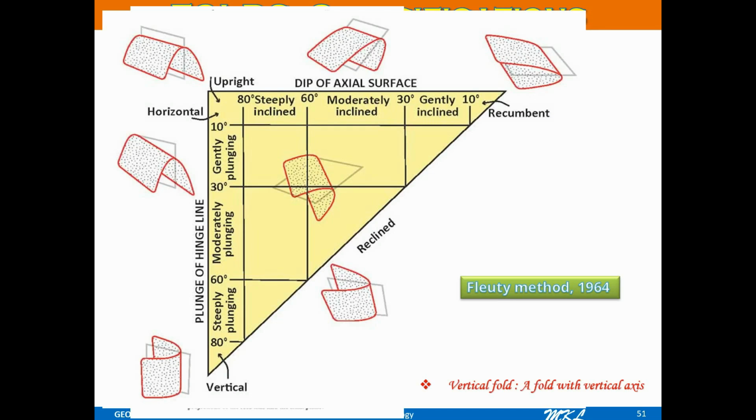Now, this is a diagram for the Fleuty method. If you plot the dip of the axial surface on this axis and the plunge of the hinge line on this vertical axis, then if it's 0 to 10 degrees, you will have the recumbent fold like this.